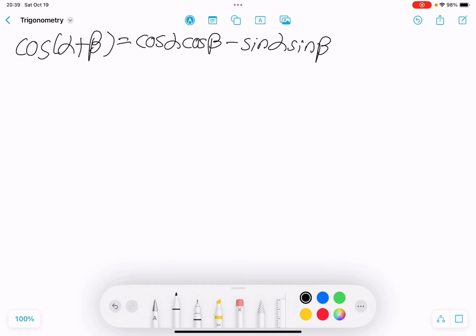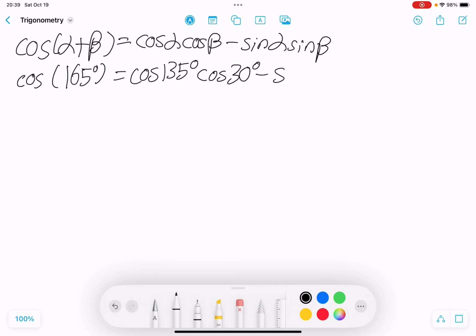Okay, let's just try and use this. Let's say I wanted the cosine of 165 degrees. Notice that this is just 135 plus 30. So that's just cosine 135 degrees times cosine 30 degrees minus sine 135 degrees times sine 30 degrees.